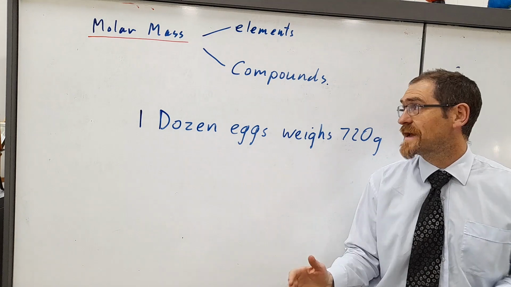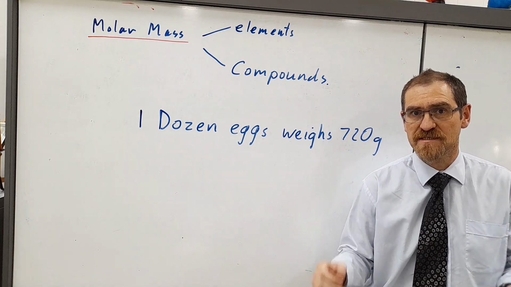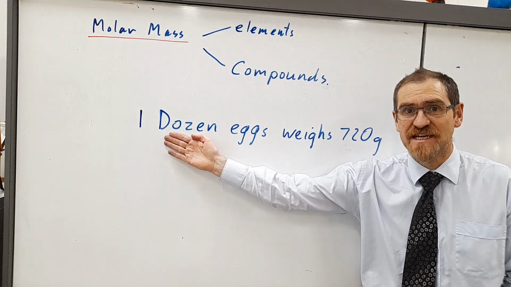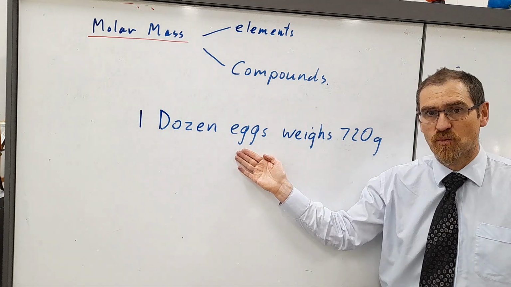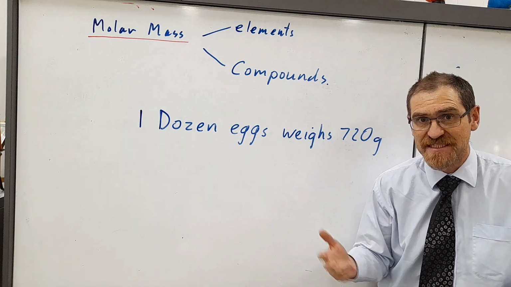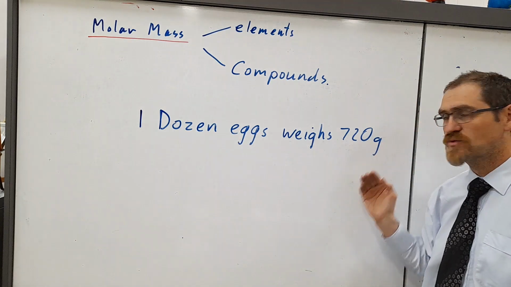When we start with molar mass, we're asking the question, how much does 1 mole of a substance weigh? Now there's an analogy for this. We might say, how much does a dozen eggs weigh? Well, if you go to get a packet of eggs, you might see that there's 60 gram eggs individually on average. So 60 grams times 12 is 720 grams.